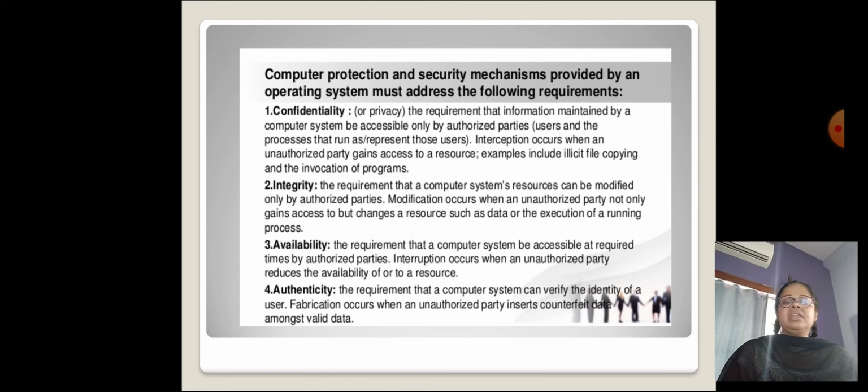Authenticity. The requirement that a computer system can verify the identity of a user. Fabrication occurs when an unauthorized party inserts counterfeit data amongst valid data.